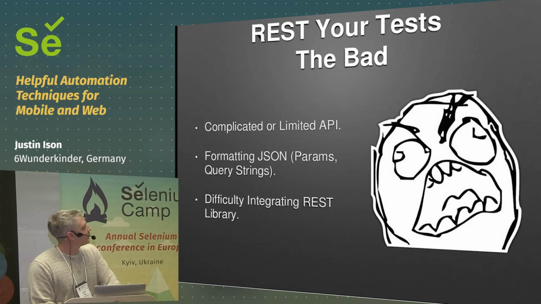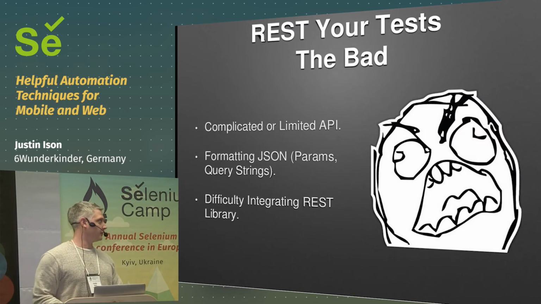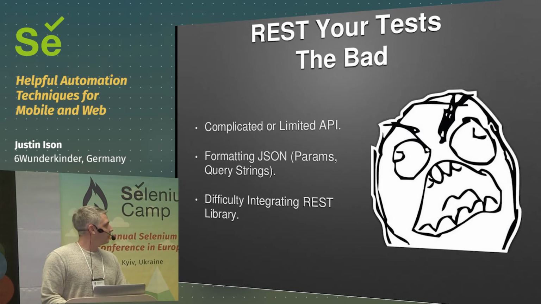So, the bad: a complicated or limited API. Depending on your API, if you have one available to you, it could be complicated. It may not offer a lot for you to utilize in your tests. It can sometimes be difficult formatting parameters or query strings for your JSON requests. It all depends on which library you use. Some make it easier than others. And then sometimes, depending on which binding you're using, it could be difficult integrating a REST library into it.